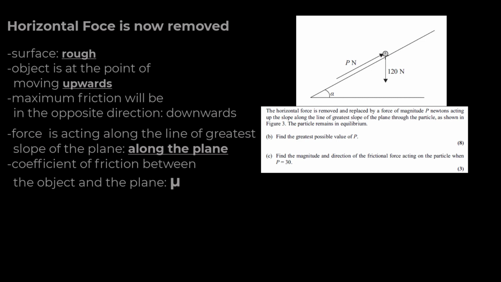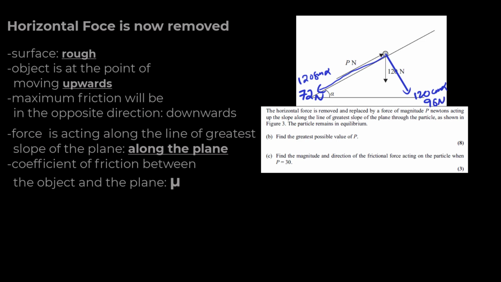So the component of weight, this and this, would be the same. This is going to be 120 sin alpha, and this is going to be 120 cos alpha, and we know the value of tan alpha is the same. So this is going to be 72 Newton, and this is going to be 96 Newton. So these are going to be the same.